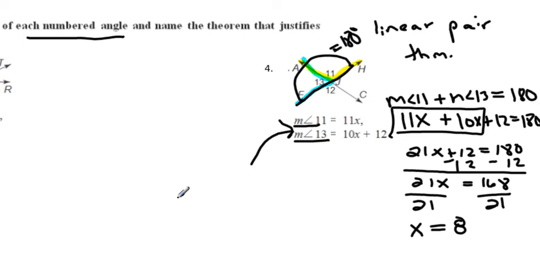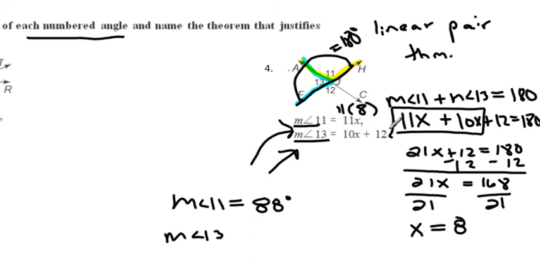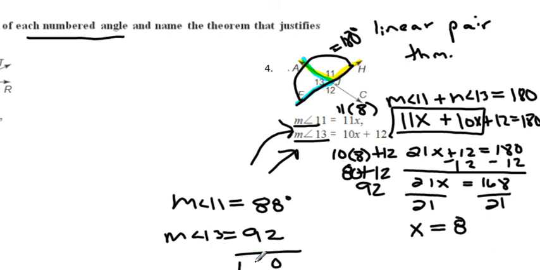So the measure of angle 11 would equal 11 times 8, which is 88 degrees. The measure of angle 13 would equal 10 times 8 plus 12, which is 80 plus 12, which is 92. And that's also how we verify that we solved correctly, because we said that these should equal 180 degrees when we add them together. So I would add 88 and 92, and you would see that they equal 180 degrees. So I know I did it correctly.